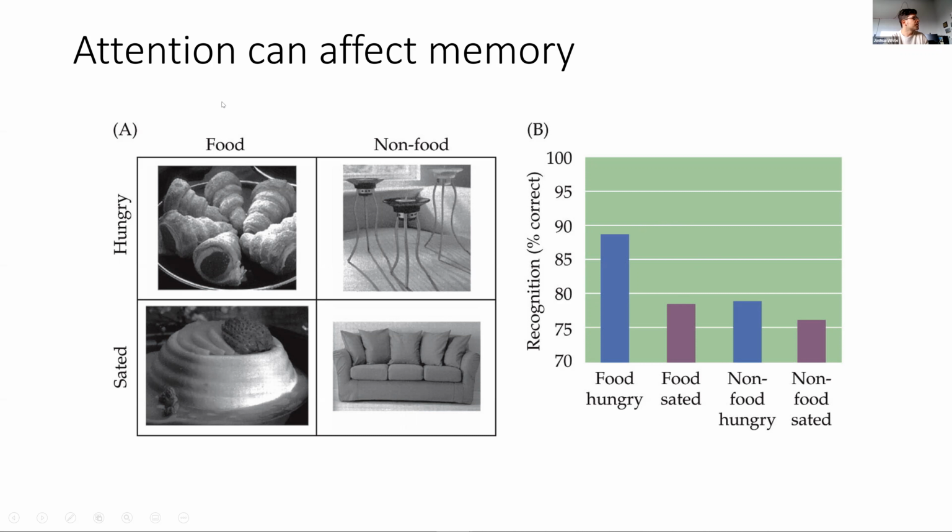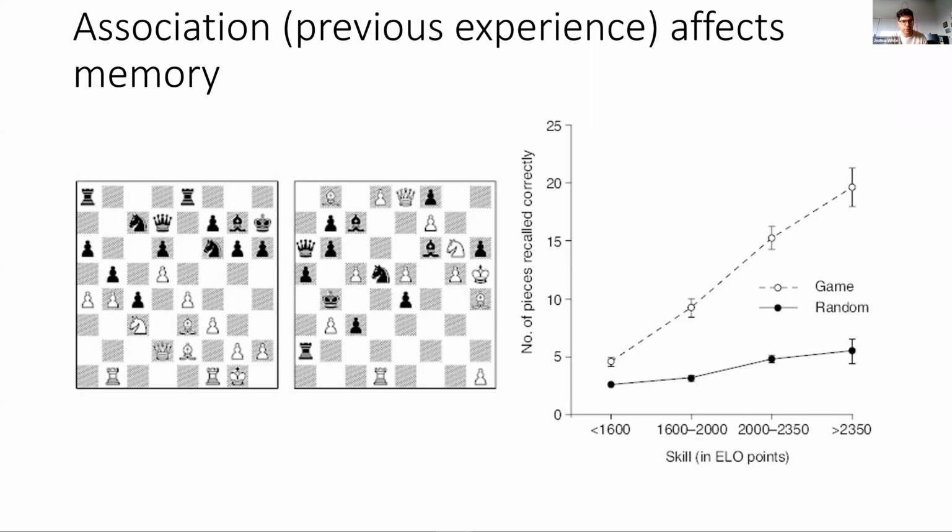Okay, so this is how attention could affect your memory. Could be driven by any number of things. This is just an example of that. Another way that your memory could be increased is through the association with the previous experience. So first I'm going to show you this example, and then we'll try to think of other examples.